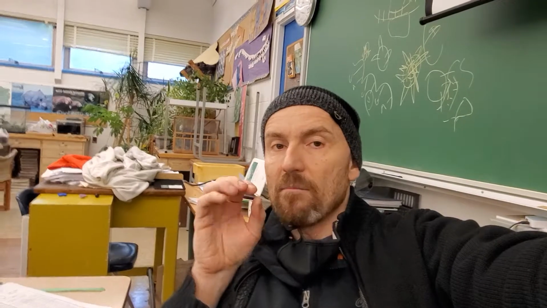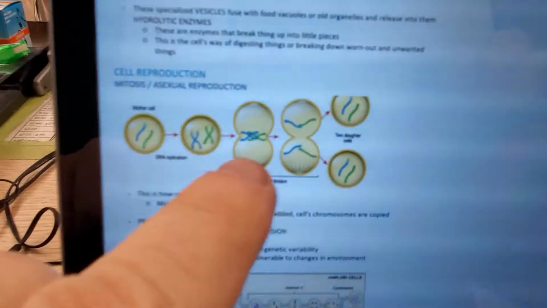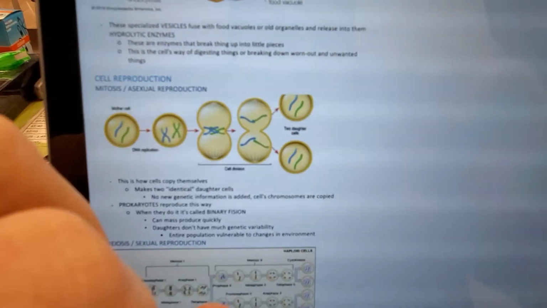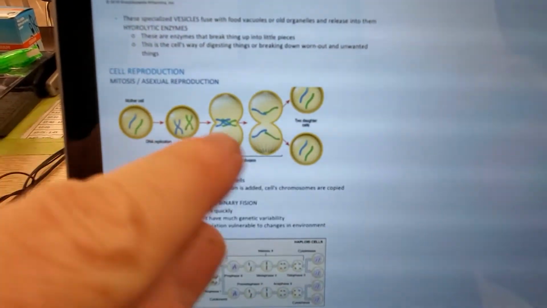Now, we say they're identical copies, but actually we know that they're not identical, because every time you copy DNA, you make little mistakes. But we'll talk about that in the evolution section. For now, those are identical copies, barring any major mutations. That's what those are called, mistakes in the DNA. And so, very simple. And this method, bacteria use this.